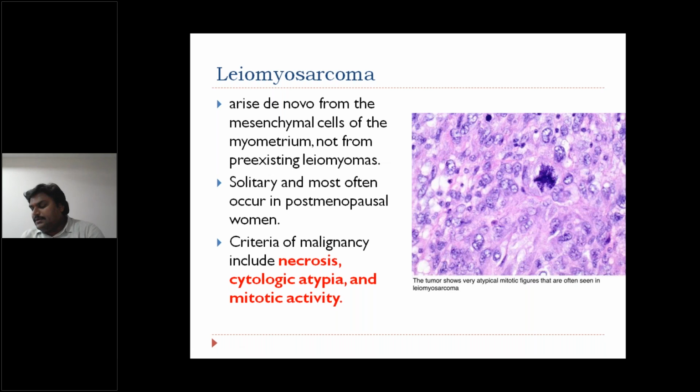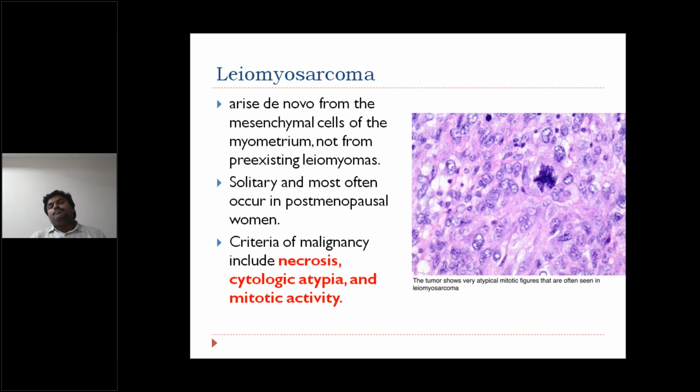Next is leiomyosarcoma. Leiomyosarcoma usually won't arise from the leiomyomas. Actually, they arise de novo from the mesenchymal cells of the myometrium, not from pre-existing leiomyomas. They are solitary and most often occur in postmenopausal women. So if a woman comes with postmenopausal bleeding, it's invariably some sort of malignancy. Please keep that in mind.